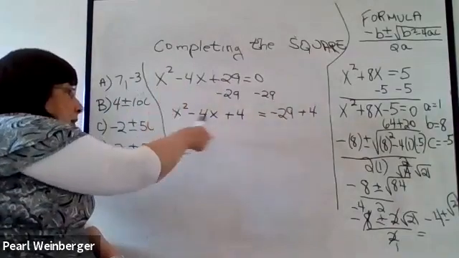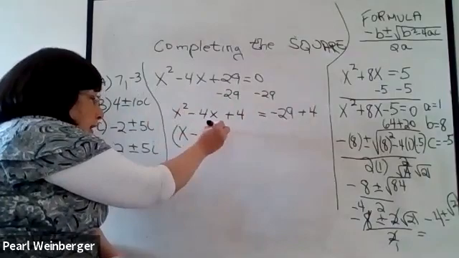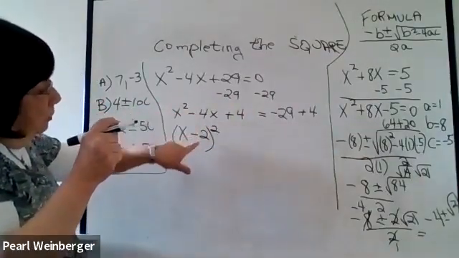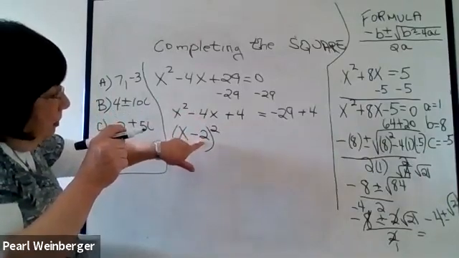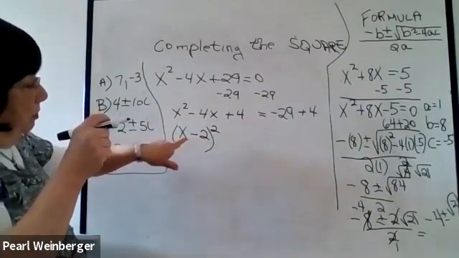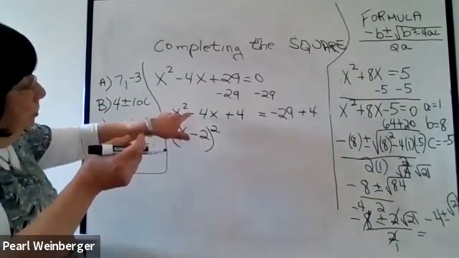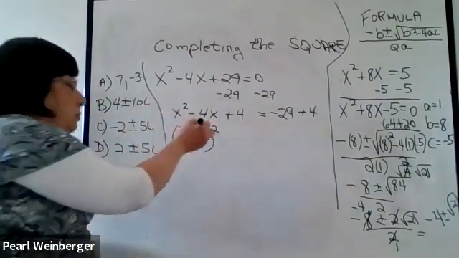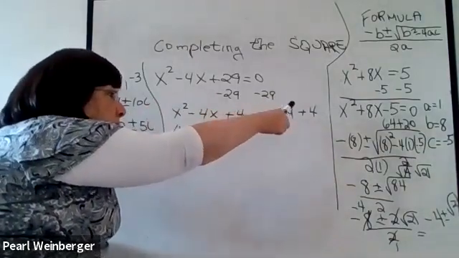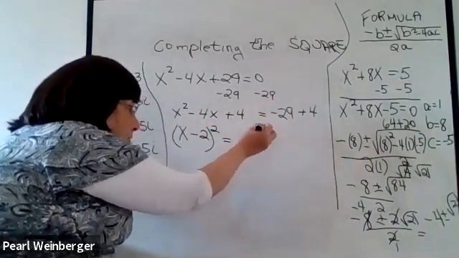And this in factored form is x minus 2 squared. I don't even have to think about it. Whatever half of this number is, is the second number that goes in the parentheses of the binomial. The first is always the x, and the second number is always half of this. So that's the x minus 2 squared. On the other side, I have negative 29 plus 4, which adds up to negative 25.